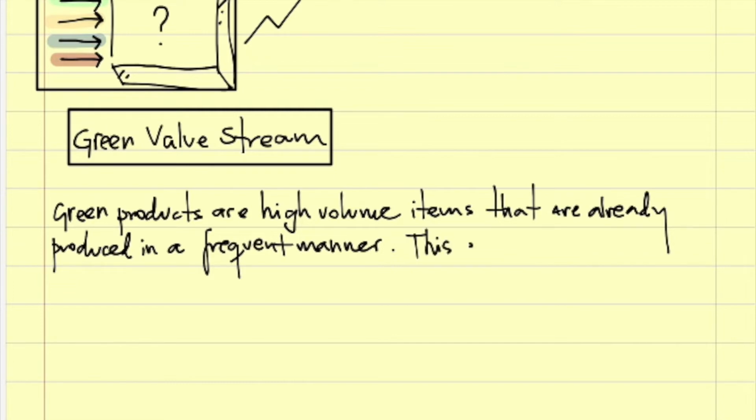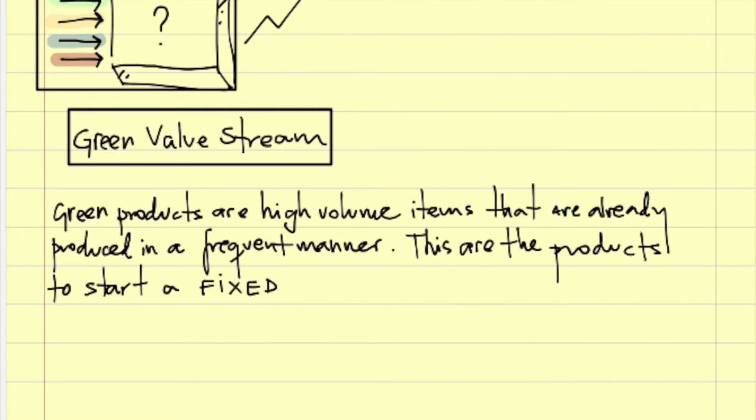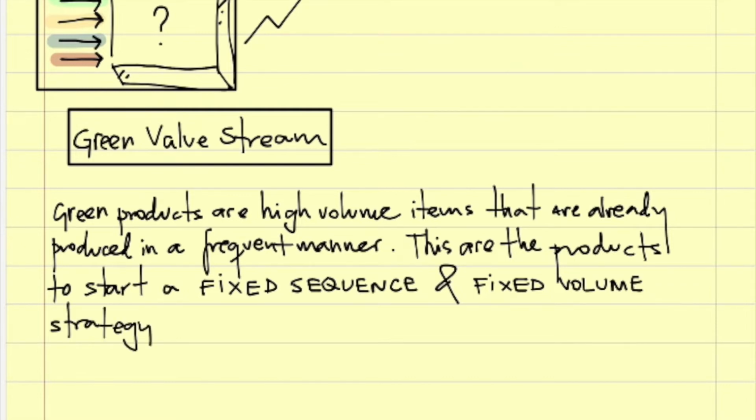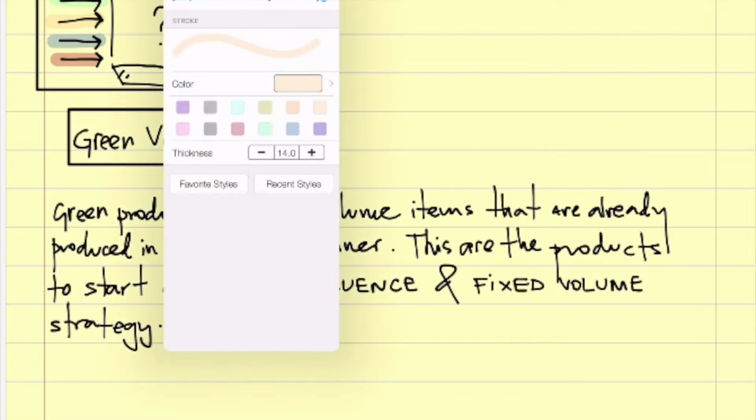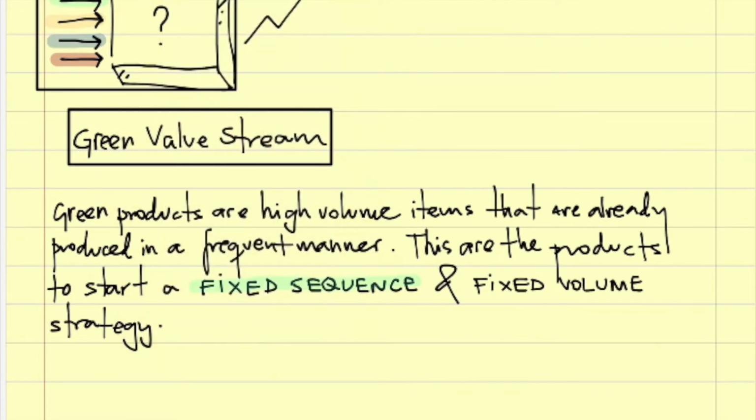These are the products to start a fixed sequence and fixed volume strategy. Okay? So our strategy with the green is fixed sequence, fixed volume.